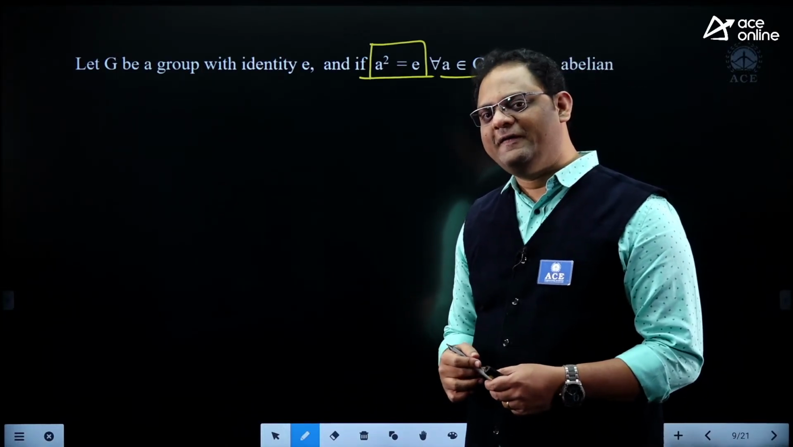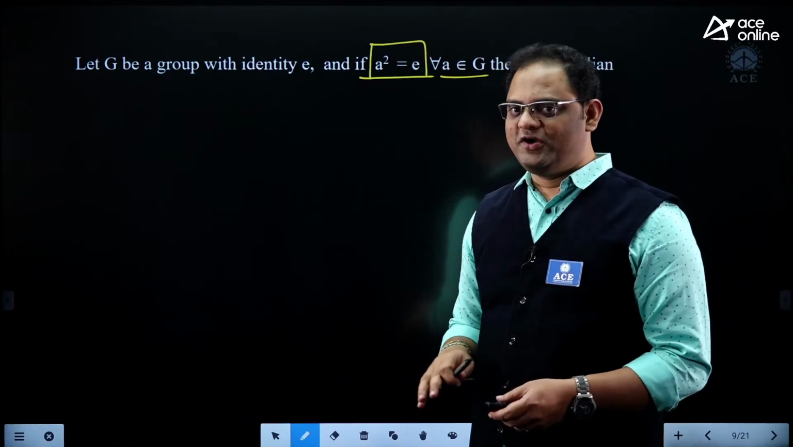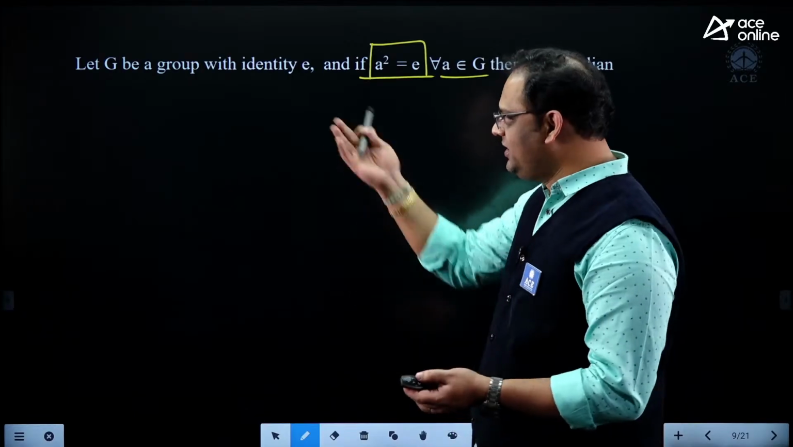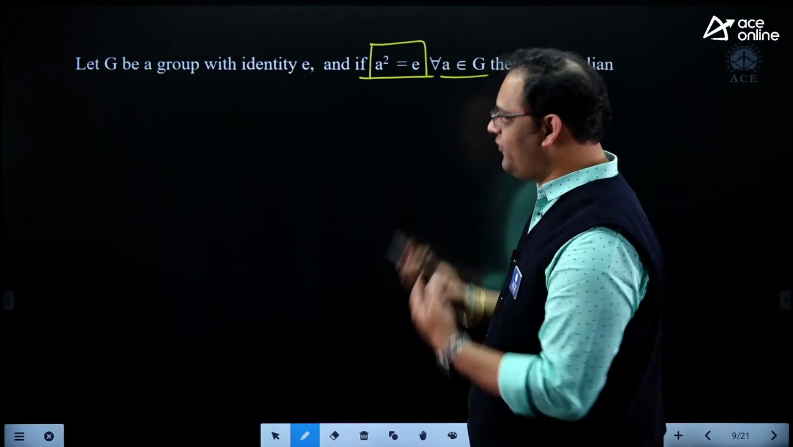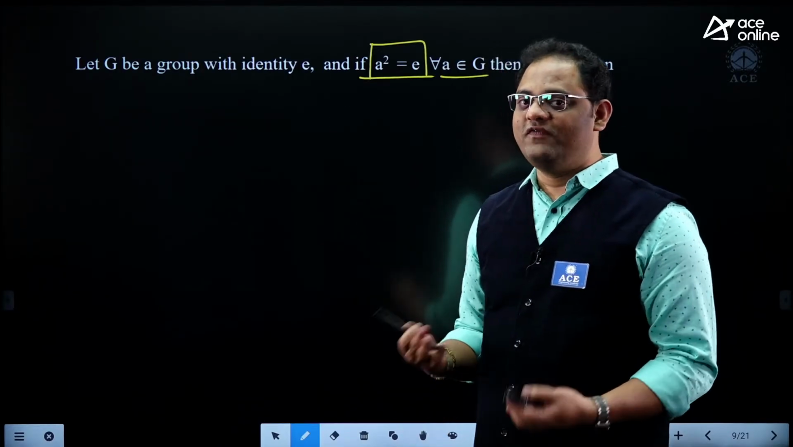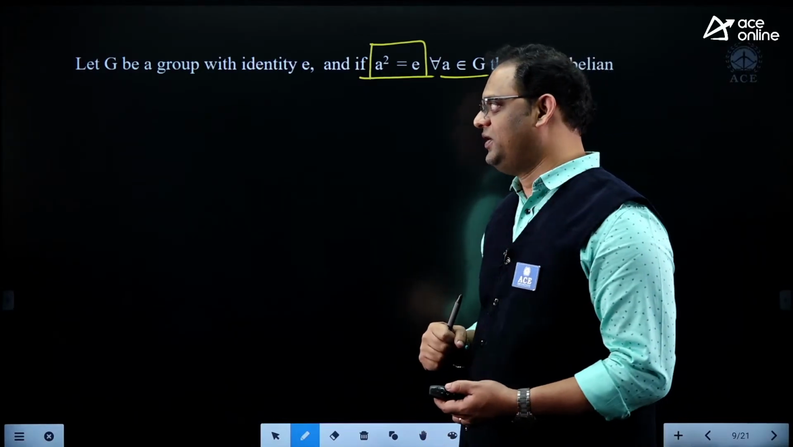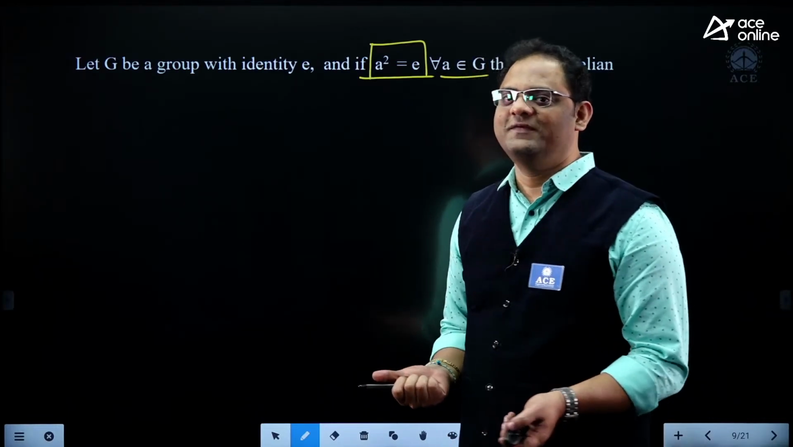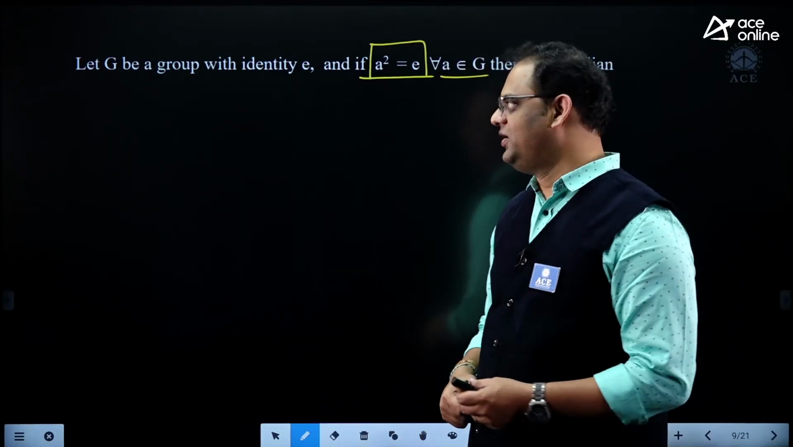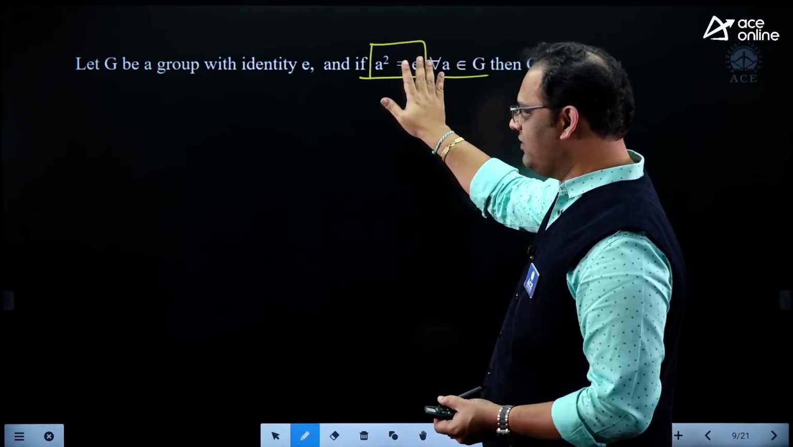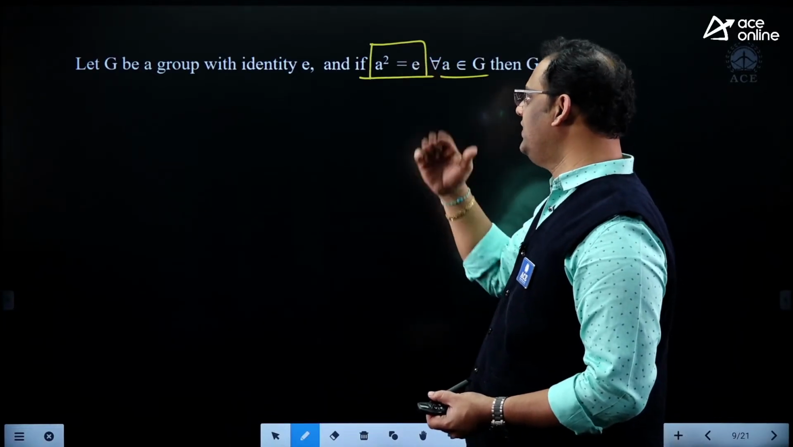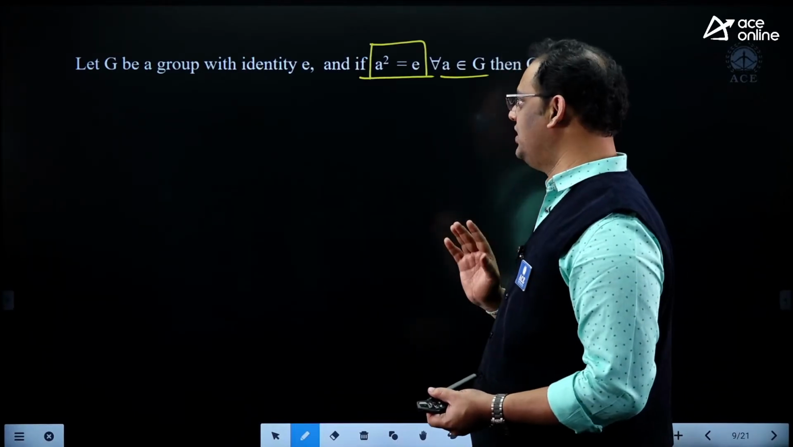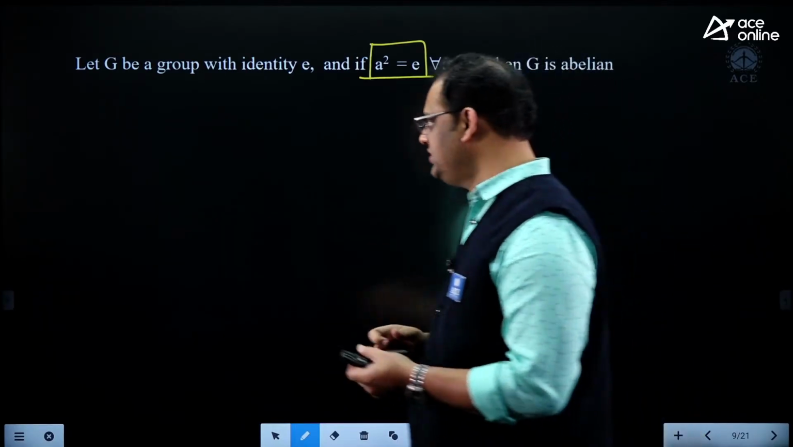Then we can say that G is an abelian group. What is abelian? Abelian is nothing but a commutative group. A star B is equal to B star A. It is already a group, so it already follows the four properties. We should prove only one property, that is the commutative property. If it follows commutative, then we can confirm that it is called an abelian group or commutative group. This is the clue we have: A square is equal to identity. By using this, we should prove that. Let us move on to this.